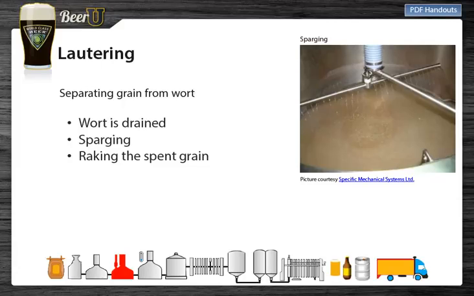After much of the wort has drained, warm water is sprayed onto the remaining grain in a process called sparging. Sparging removes even more solids from the grain that the mashing process might have left behind. During lautering, the grain is occasionally raked to make sure that the wort has plenty of opportunity to drain properly, getting all the good stuff out of the grain and ready for the rest of the brewing process.